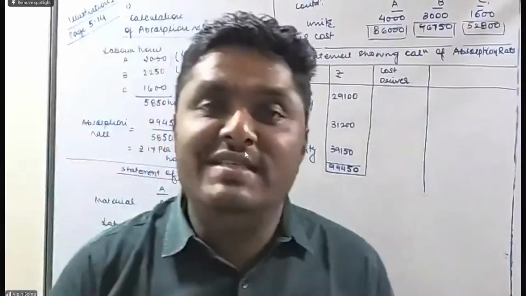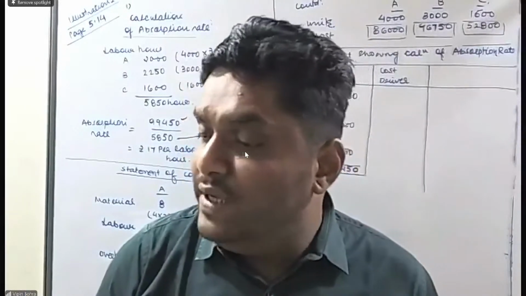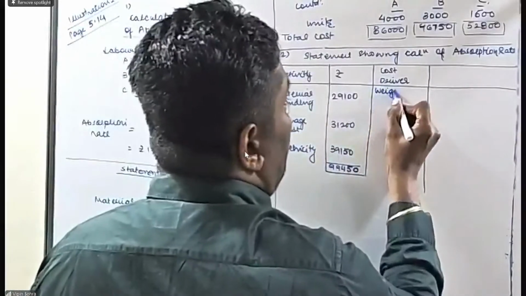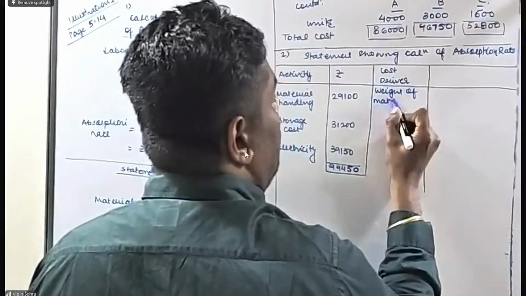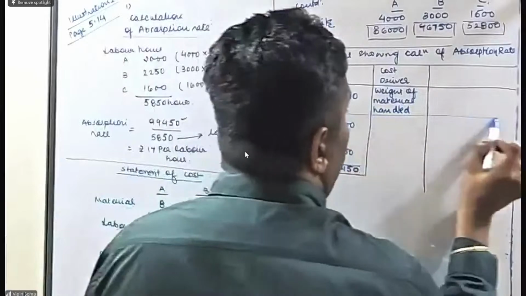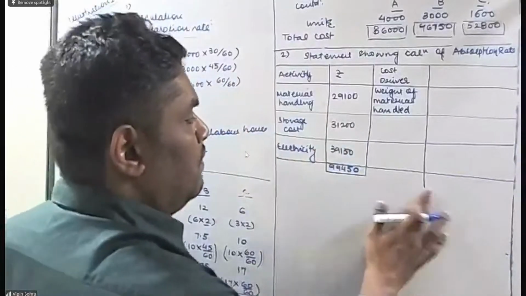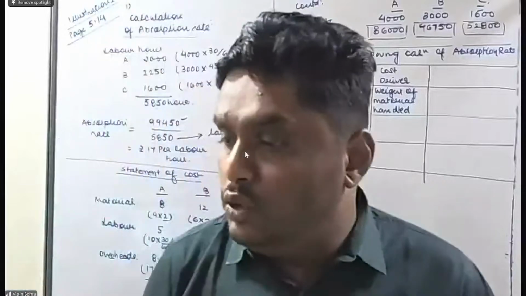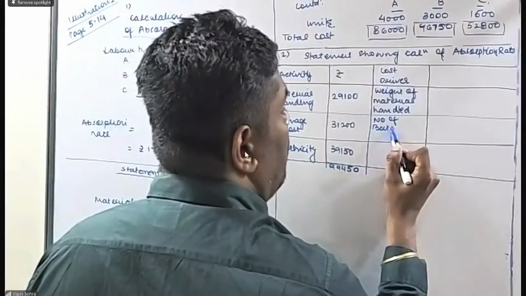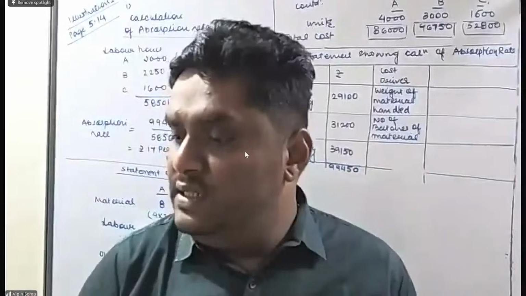Now you do not need to do any additional exercise, because the cost driver for each activity is given in the question. So when talking about the cost driver, the material handling activity's overheads will be absorbed on the basis of weight of material handled. When talking about storage cost, it is the number of batches of material. When talking about electricity, it is the number of machine operations.